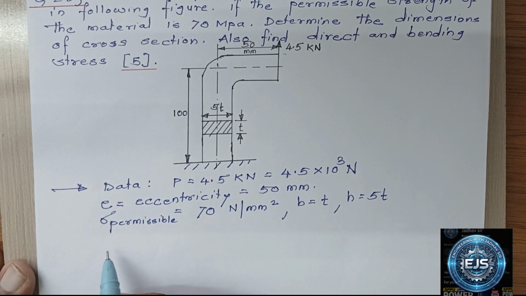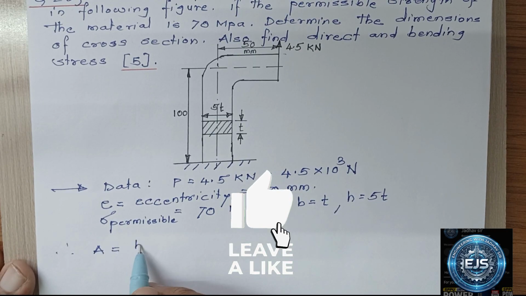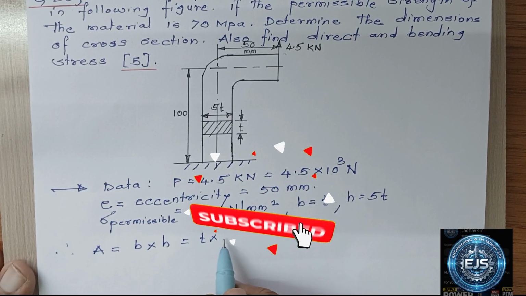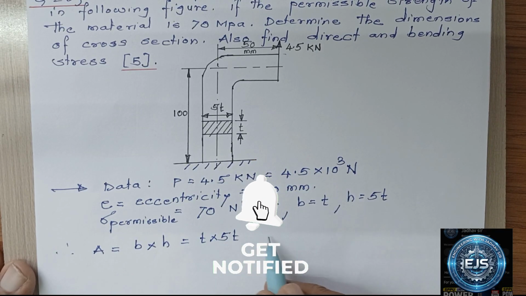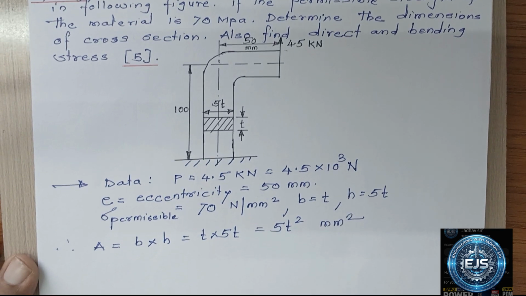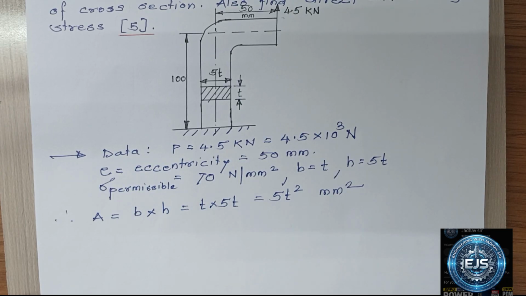So the very first step that we have to do is to calculate the area of this section. The area of the section is calculated by the formula b into h. B is t, into h, that is depth, which is 5 times t. So area is equal to 5t square, and area is in mm square. So A is the area of the column cross section, and it is equal to 5t square.